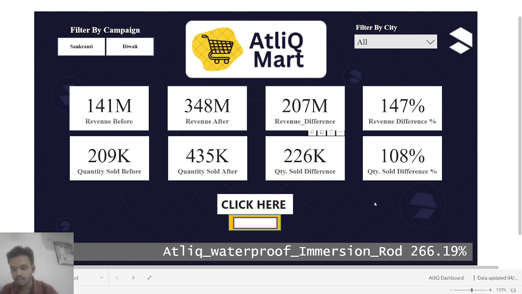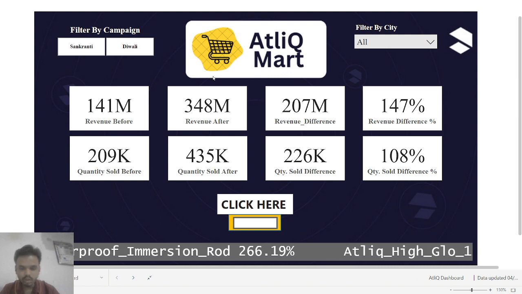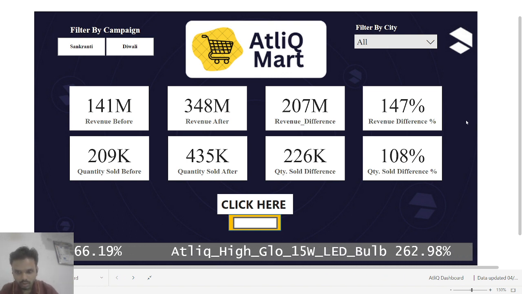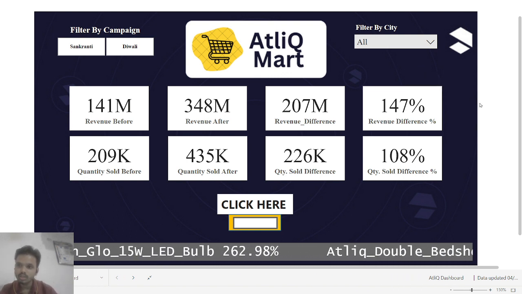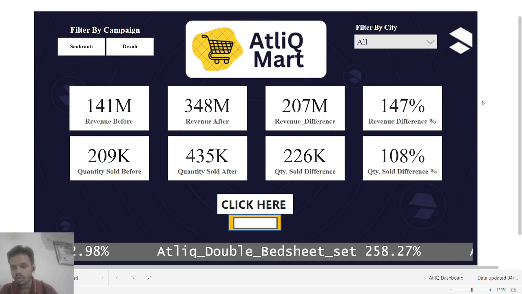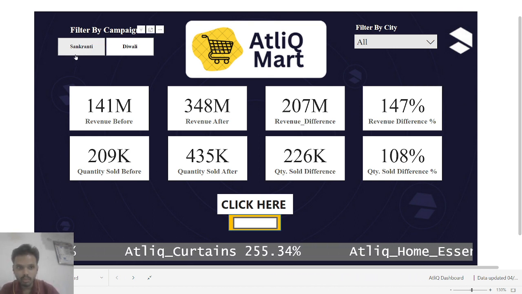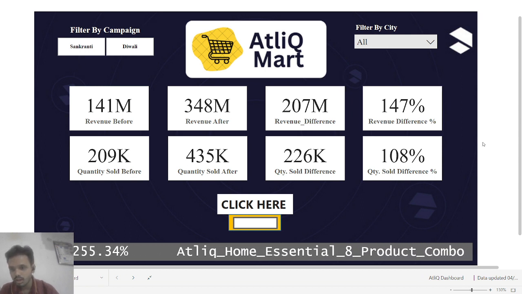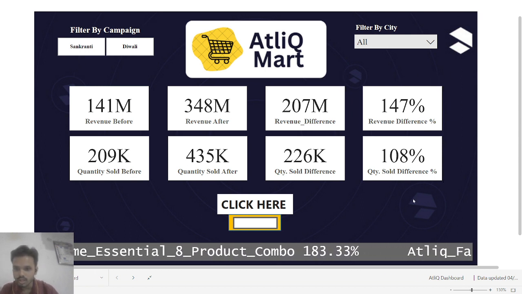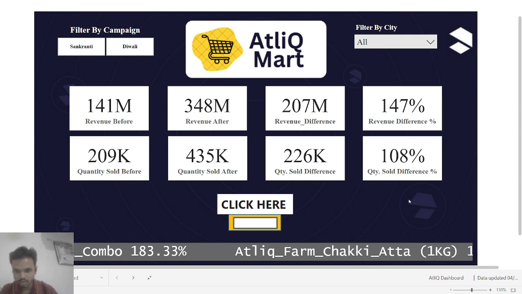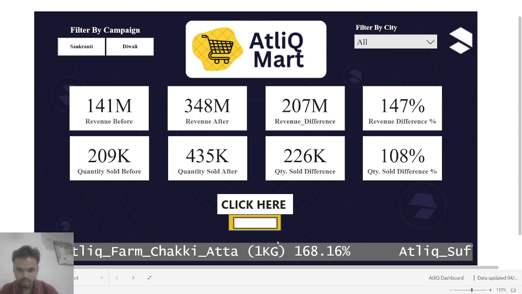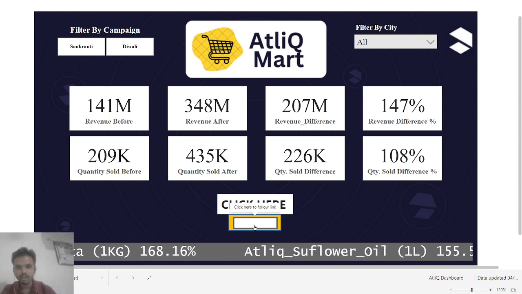So we can conclude that the Diwali campaign gives outstanding performance for revenue generation, while the Sankranti campaign gives outstanding performance for quantity sold. So let's move forward.